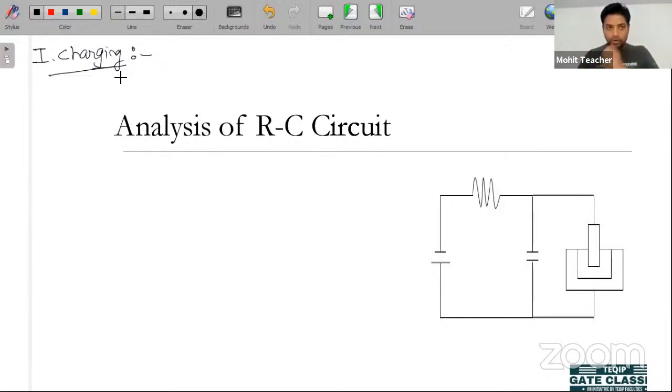During charging, this is the DC power supply, with negative and positive terminals. This is the resistance, and during charging we consider it as RC. This C is the capacitance. During charging, the current flows here, and the complete current passes through this path. This is IC, the charging current.